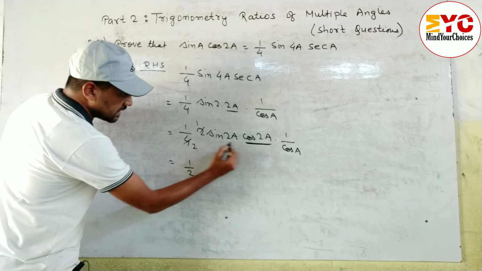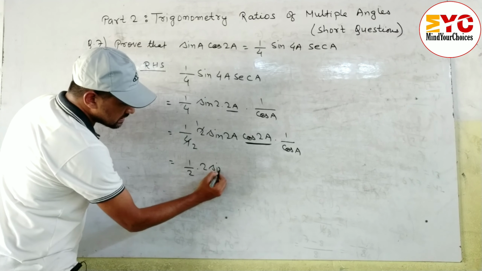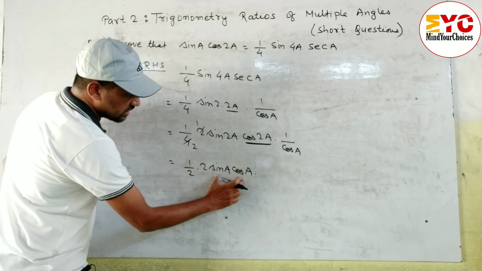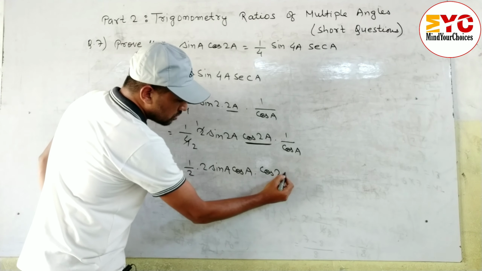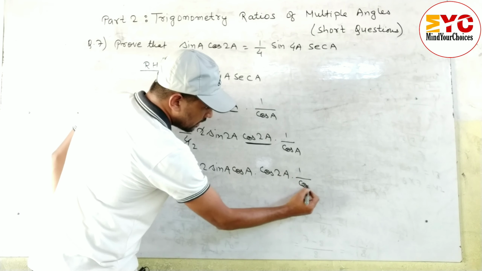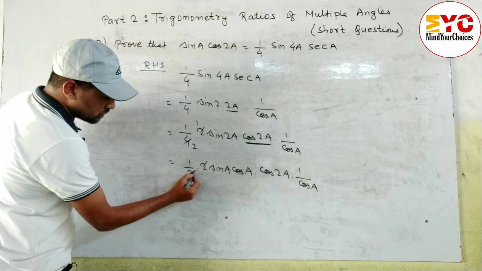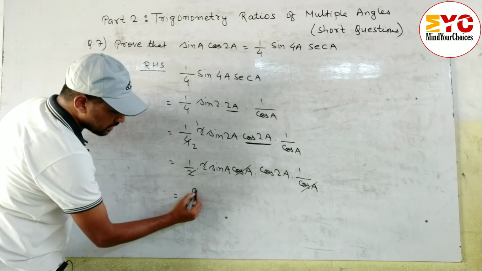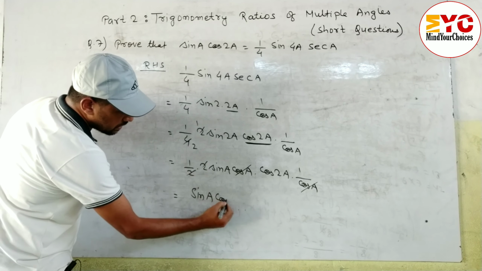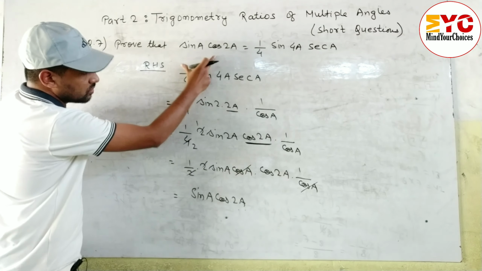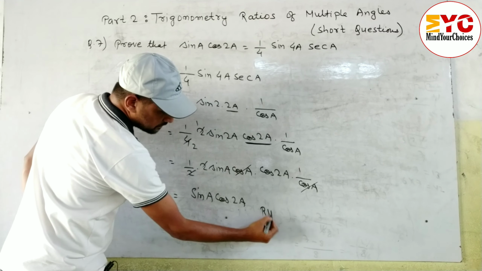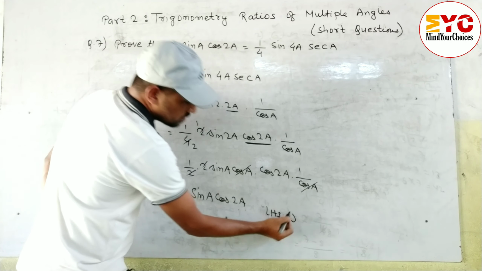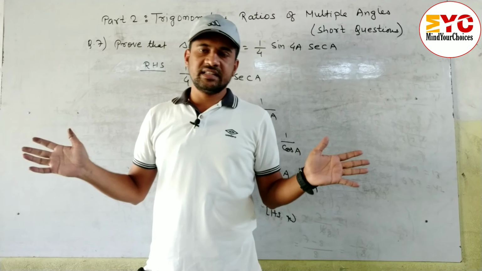Again, this is the formula of sin 2A, so we can use 2 sin A cos A. Cos 2A we write down the same, cos 2A into 1 by cos A. After this, 2 and 2 cancel, cos A and cos A cancel. So what is remaining here? Sin A cos 2A. LHS proved. Hope you understand all these questions.